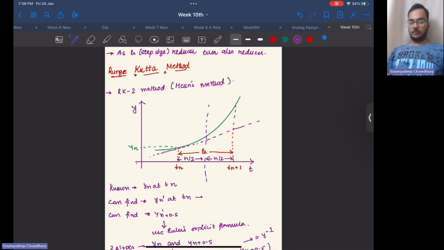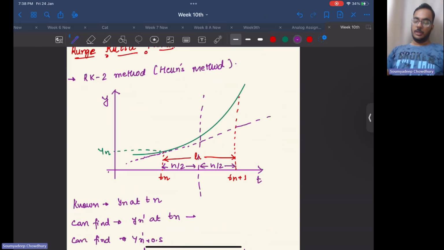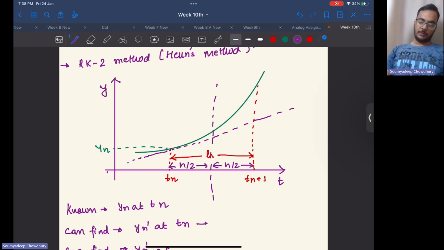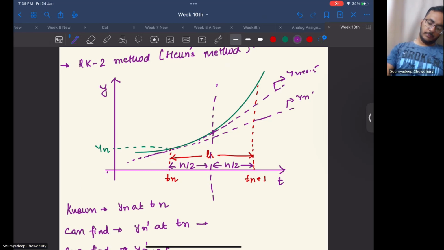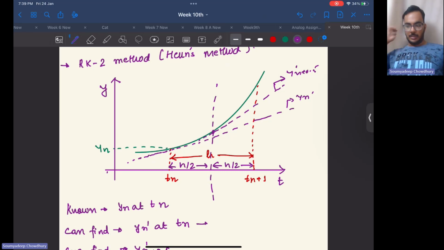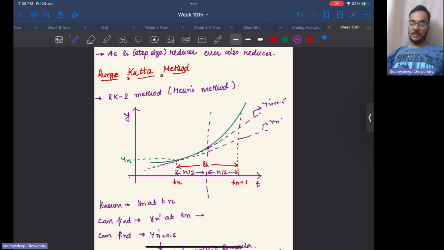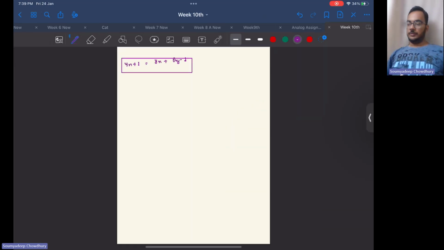This will be complex to understand geometrically. We have to find the two slopes. This is one slope on this violet line. This is yn dash. Again, here we have to find the tangent here. Then we have to find this one. Then you have to take the average of the two slopes and then calculate yn plus 1. So that gives me a better estimate of the average slope, and you can see that the error will be reduced, right?